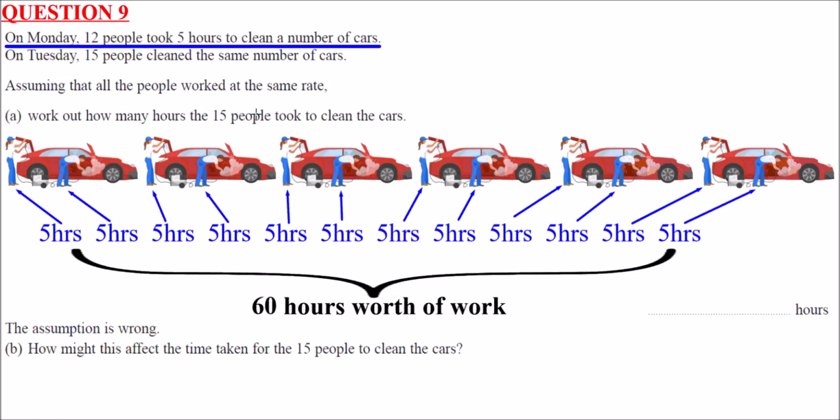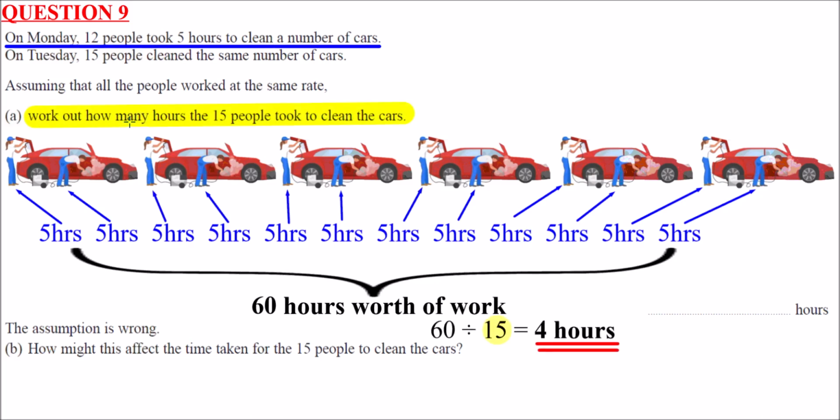So if there's still the same number of cars, then it'll still be 60 hours worth of work. But rather than sharing that 60 hours between 12 people, now we're sharing the 60 hours worth of work between 15 people. So the calculation now would be 60 divided by 15 for these 15 people, which would be 4 hours worth of work.